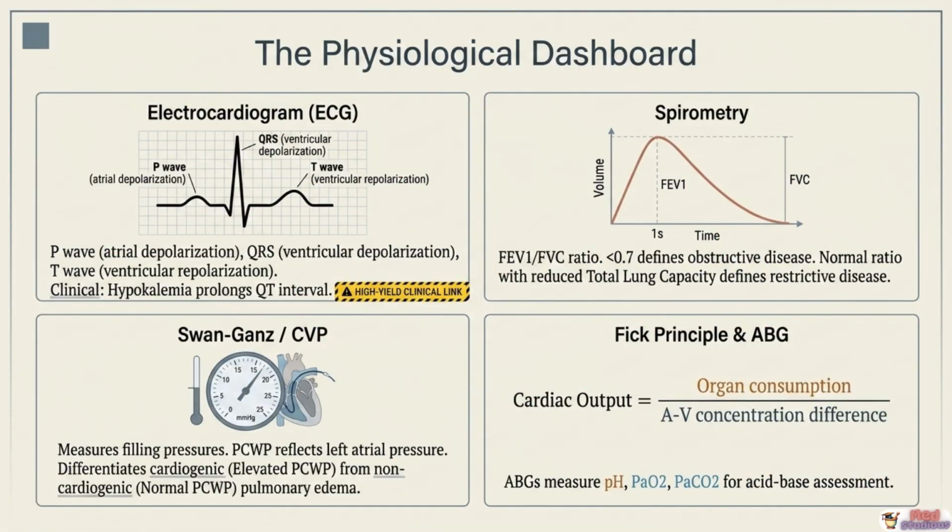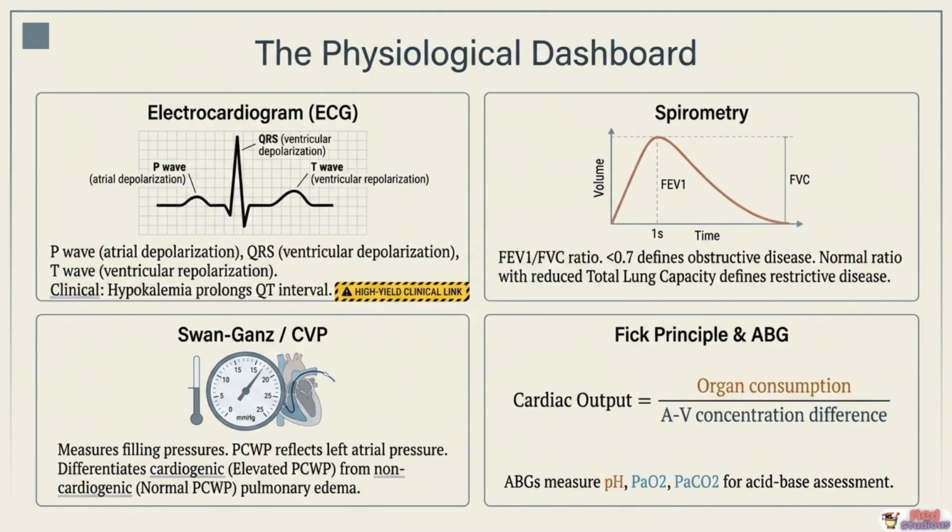To track these integrated organ systems in a clinical setting, we must understand the tools on our physiological dashboard. The electrocardiogram records the heart's summated electrical activity. The P wave marks atrial depolarization. The QRS complex represents ventricular depolarization, and the T wave tracks ventricular repolarization. Electrolyte shifts modify this dashboard. For instance, hypokalemia notably prolongs the QT interval, predisposing patients to dangerous arrhythmias.